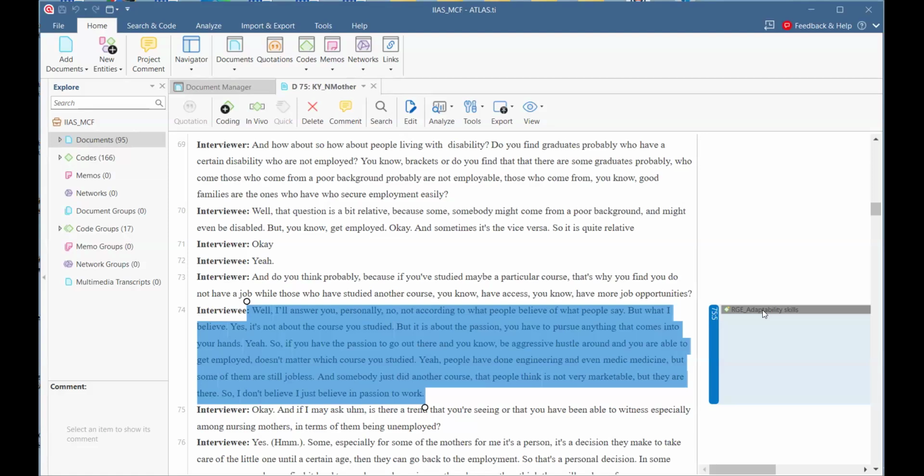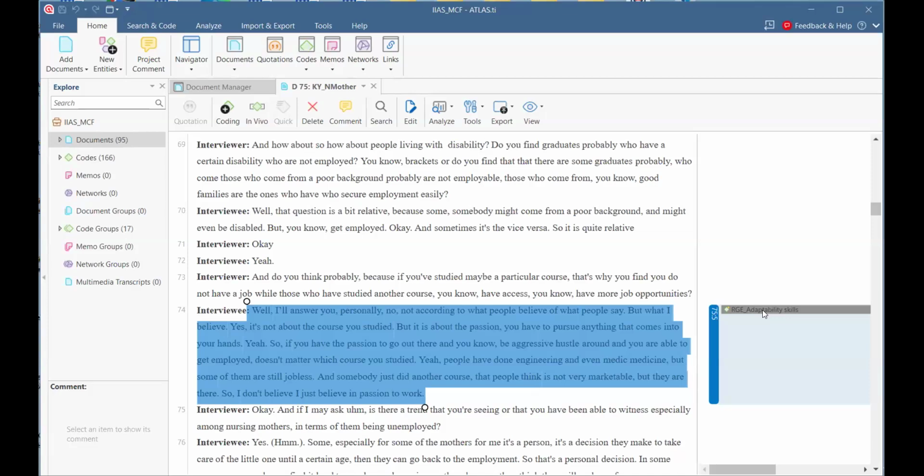If you have the passion to get out there and be aggressive, and you are able to get employed, it doesn't matter which course you studied. People have done engineering and even medicine, but some of them are still jobless. Somebody just did another course that people think is not very marketable, but they are employed. So I just believe in passion to work. This person believes that it is not what you do, it's about adaptability.